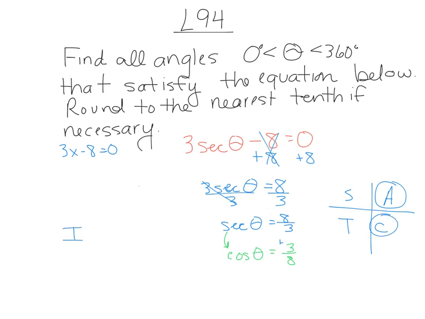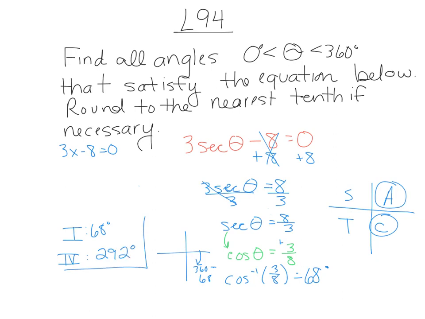I'm just going to write it over here because I have a little more room over here. So the cosine inverse of 3/8 equals 68.0 degrees. So you can type in 68.0 or 68 there. That's already a first quadrant answer. To get it into the fourth quadrant, I'm going to do 360 minus 68. And so that's going to give me an answer of 292 degrees. So those are my two answers.